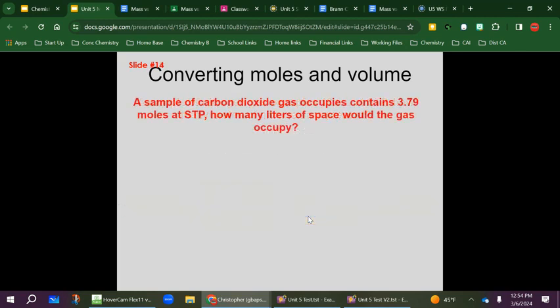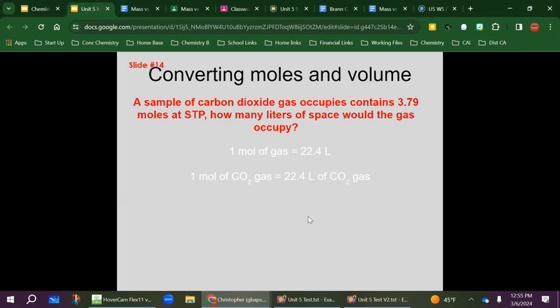Okay. A sample of carbon dioxide gas occupies 3.79 moles at STP. How many liters of space would this gas occupy? Again, the relationship we need is the same as the last one. The only thing that I am changing here is what the name of the gas is.